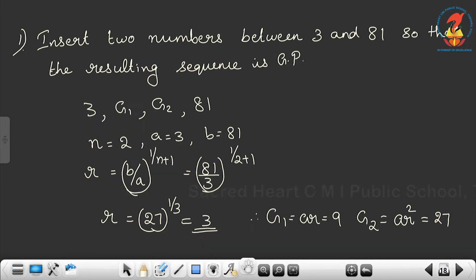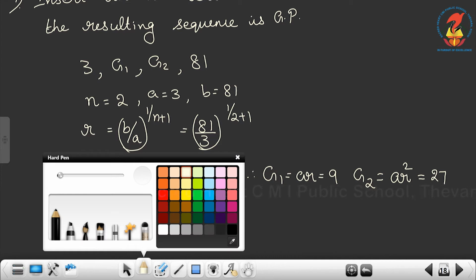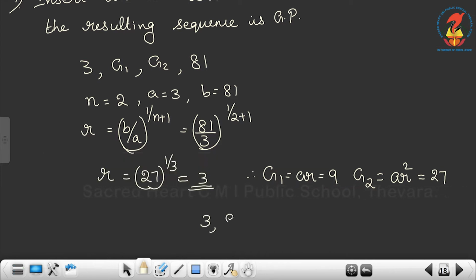So what is the resulting sequence? 3 is the first number, into common ratio 9, into common ratio 27, then 81. Is it a GP? Yes.